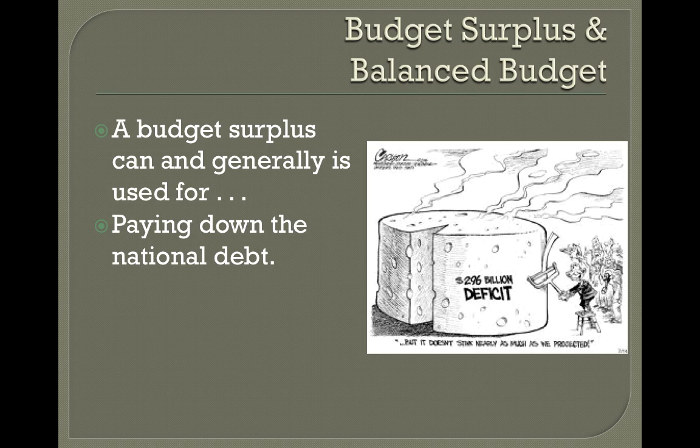Finally, a balanced budget would be when government spending equals government revenue. So again, it's basically spending equals revenue. We have a balanced budget. It would be nice if all governments were responsible and had balanced budgets, but this just isn't the case.